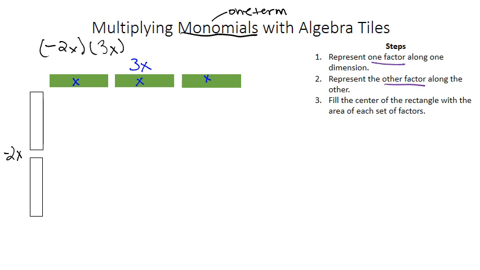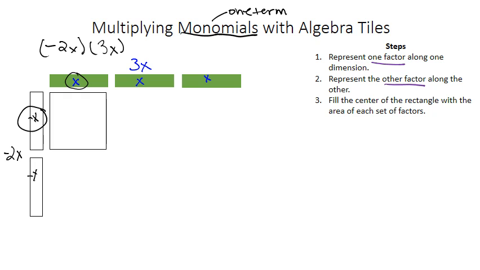Well, if you're doing it with algebra tiles, what you do is you fill in the center of the rectangle with the area of each set of factors. So for example, here we have negative x, negative x. I'm going to fill in this part right here with whatever x times negative x would be. Well, x times negative x is negative x squared. So that means I'm going to fill in this section here with one negative x squared box.